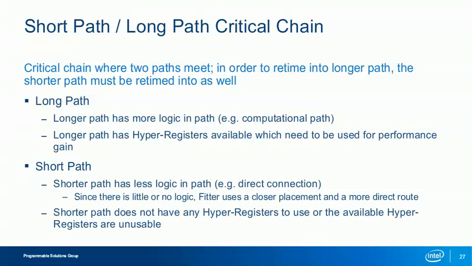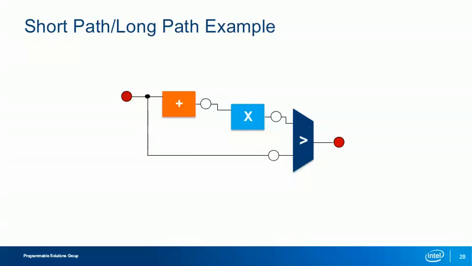So, in not being able to retime into the shorter path, the hyper retimer cannot retime into the longer path either. Since the hyper retimer cannot change the layout of the design, it is stuck and the two or more intersecting paths are reported as a short path, long path critical chain. This slide shows an example of a short path, long path situation.